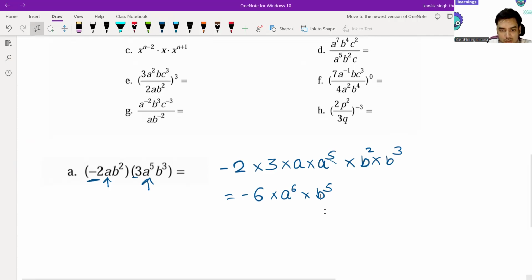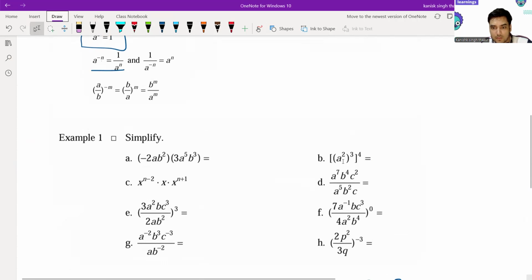So what is it following? Same base, you have added the power. Again, same base, you have added the power. 2 plus 3, you have written 5. So this is it. Now let's see this example.